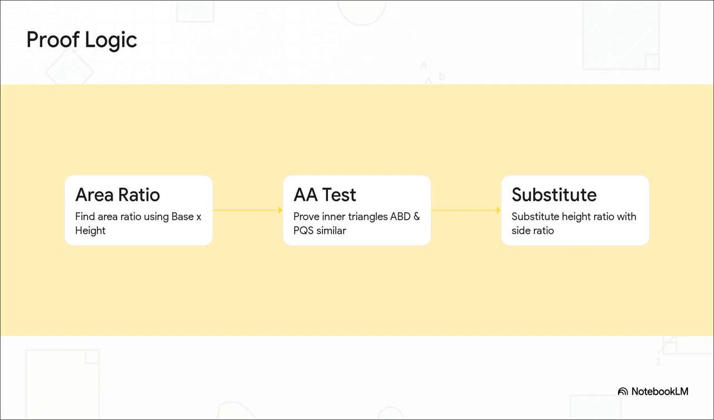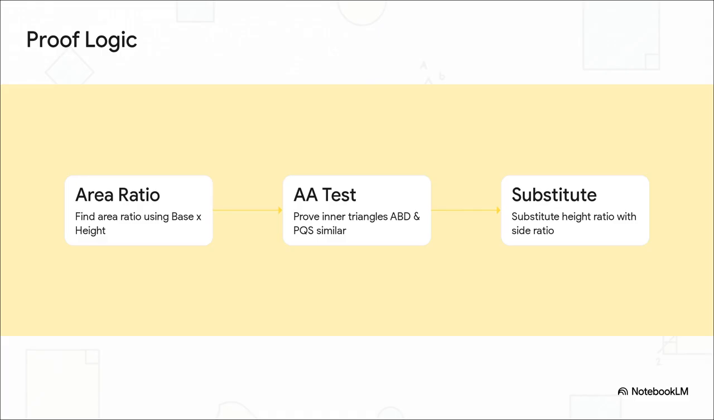We all know area is half base times height. The halves cancel each other out right away, leaving us with base BC times height AD divided by base QR times height PS. Pretty straightforward, right? Okay, step 2. Focus on those smaller inner triangles on the left side, triangle ABD and triangle PQS.